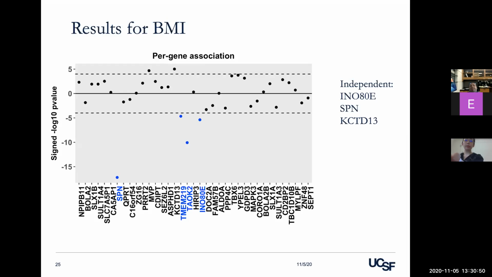What I'm not showing here is that I did the same sort of independence analysis, and I found that of these 6 genes, 3 of them were independent: INO80E, SPN, and KCTD13. So what we see is that multiple genes can drive the same traits. We now have INO80E as a driver of schizophrenia and BMI, and SPN as a driver of both IQ and BMI. So this is the first part of this approach.